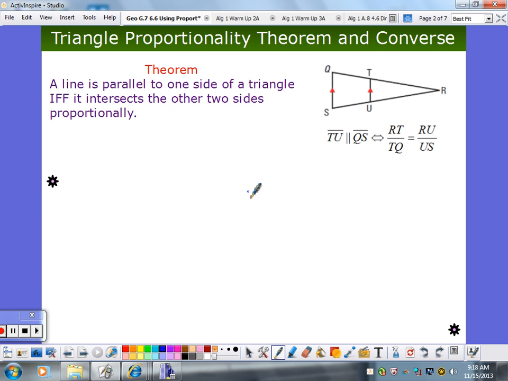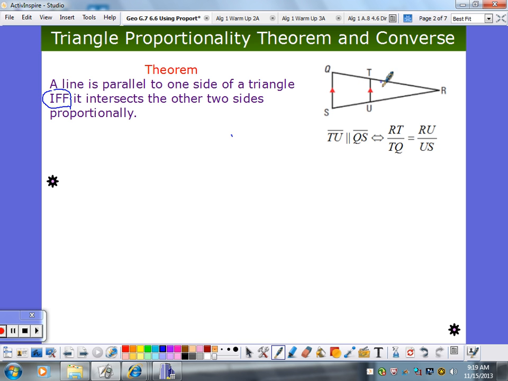Okay, so we have a theorem. A line is parallel to one side of a triangle if and only if, so that means biconditional, right? If and only if, it intersects the other two sides proportionally. Okay, so it's parallel to one side of a triangle if you get proportional sides. And if you have proportional sides, then the lines are going to be parallel. It works in both directions.